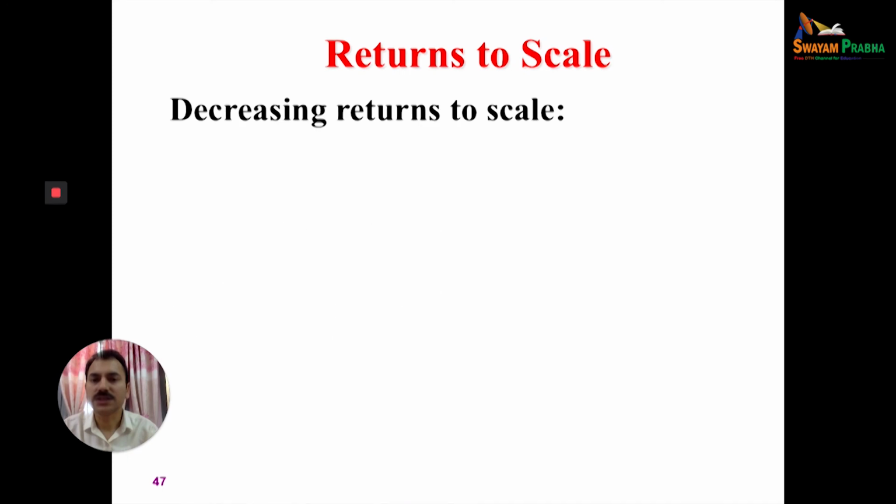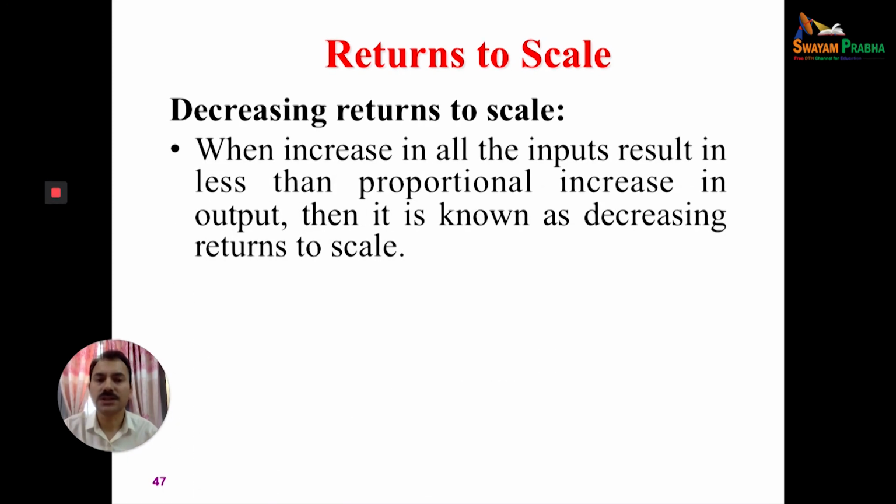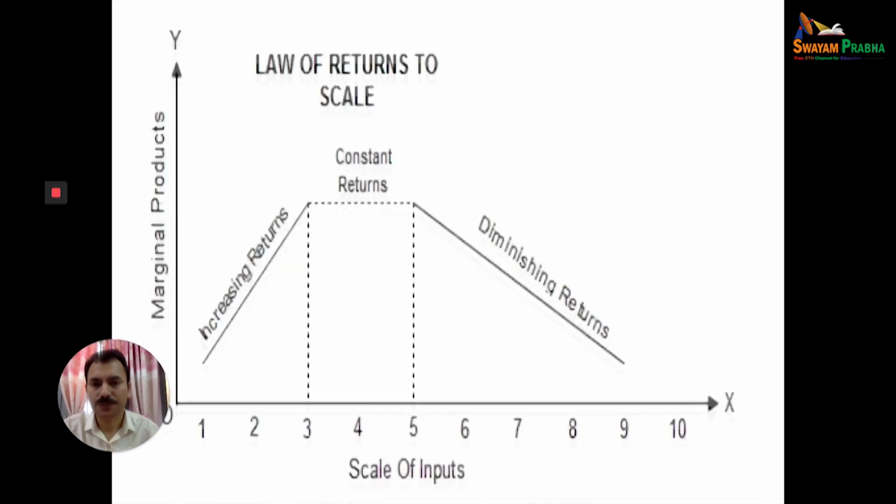And decreasing means the rate at which inputs increase, output will increase less than that rate. If input increases, say 5%, but output increases only 2% or 1%, that is known as decreasing returns to scale. When an increase in all the inputs results in a less than proportional increase in output, it is known as decreasing returns to scale. See this diagram. On the x-axis we have scale of input. On the y-axis we have marginal products.